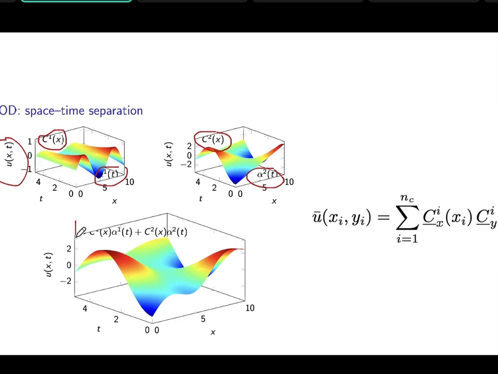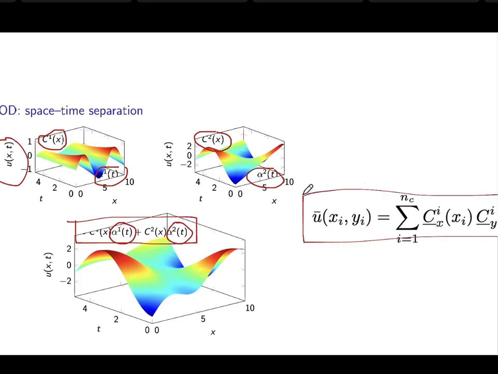And what we do is we want to write the solution as a combination of c1 of x and c2 of x with coefficients, parameters, values that are alpha 1 and alpha 2 of t. So that's it. Now you can think of that in a more general way, that you want to do some sort of separation of variables. So you want to have a function of x_i and a function of y_i. That's it.